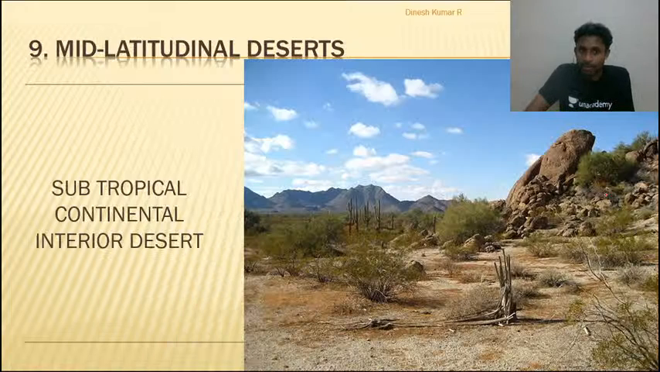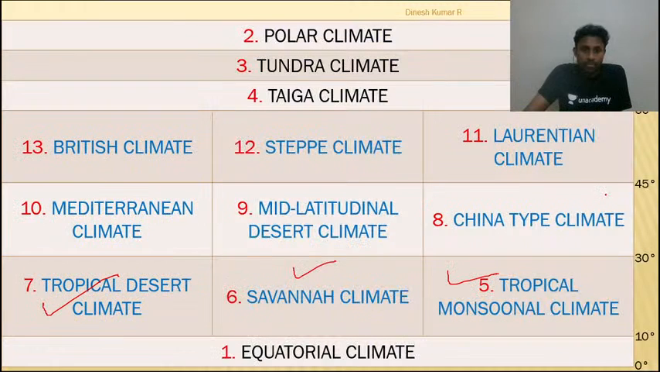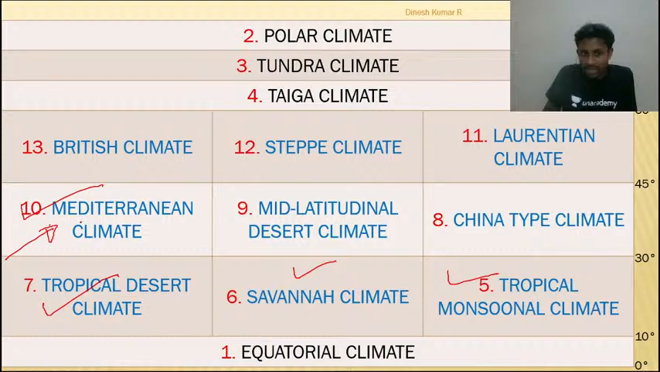These are the things you can remember with respect to China type. Now I am going to the next area. Do you remember this too? This one we have discussed, if you remember, during winter from the westerlies it is getting rainfall. So this area gets rainfall during winter, Mediterranean, and this area from here also receives a very small amount of rainfall.